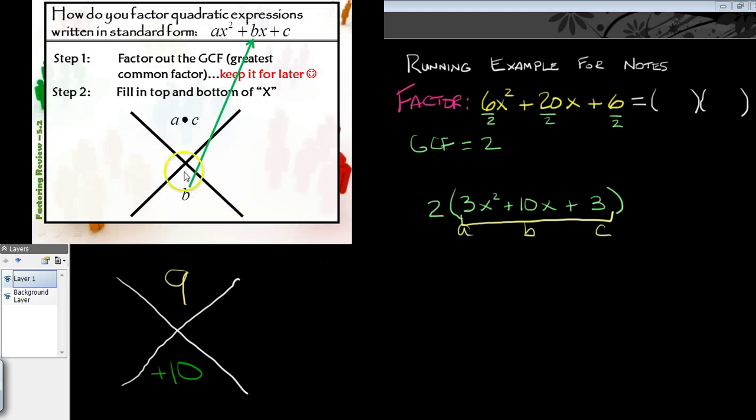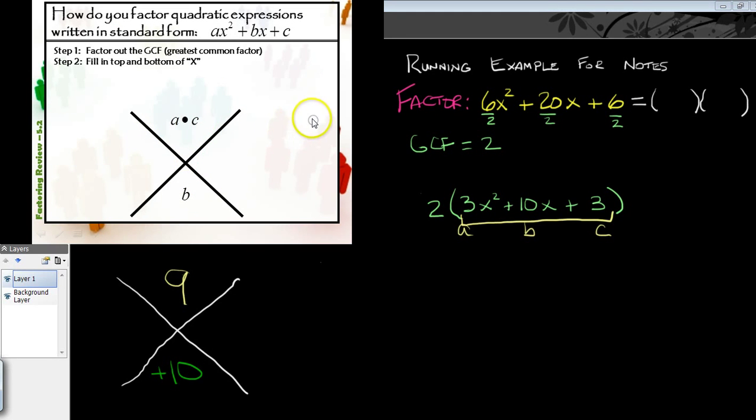Okay, so we got that ready to go. So we got AC, we got B. Step number 3. It is the work step, as it says right here. You are going to find paired factors, aka really just factors, of this AC, so of 9. You're going to find paired factors of 9, meaning 2 things that multiply to give you 9. That's going to add to give you this number that's down here in the bottom of the X, so the positive 10.